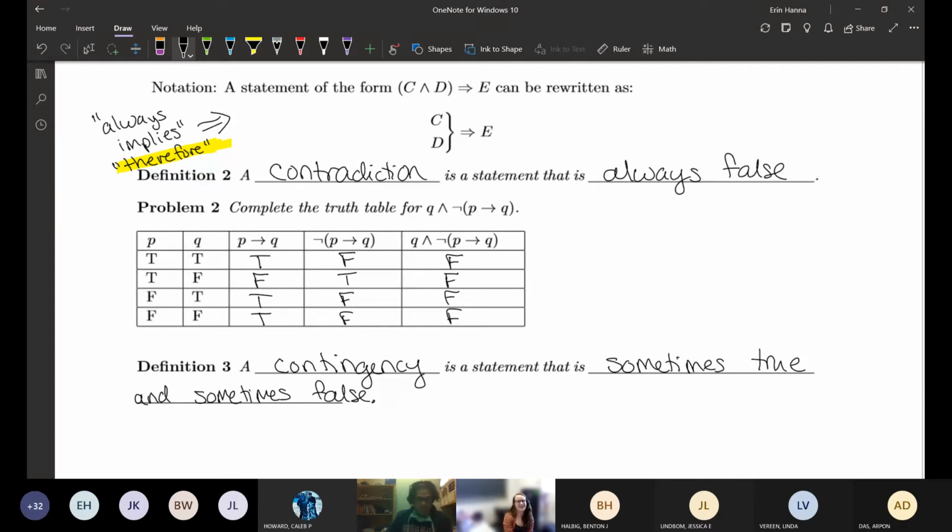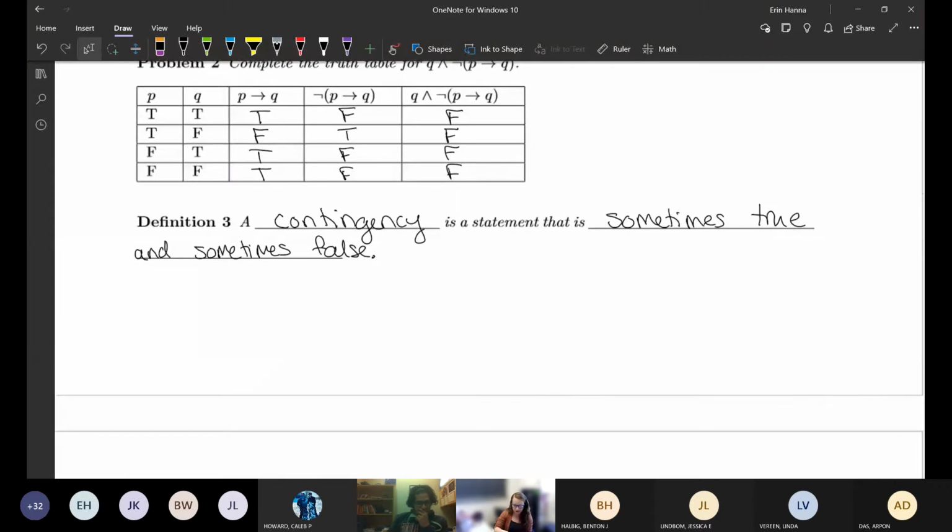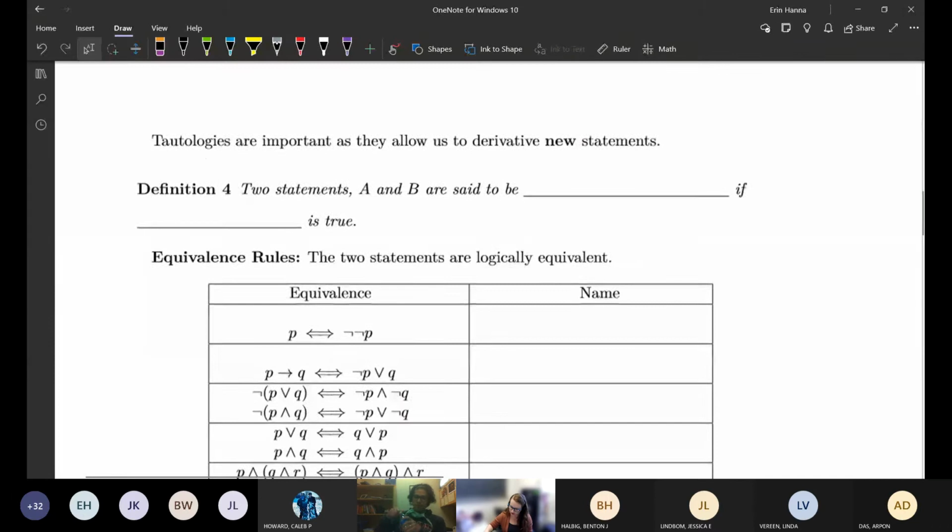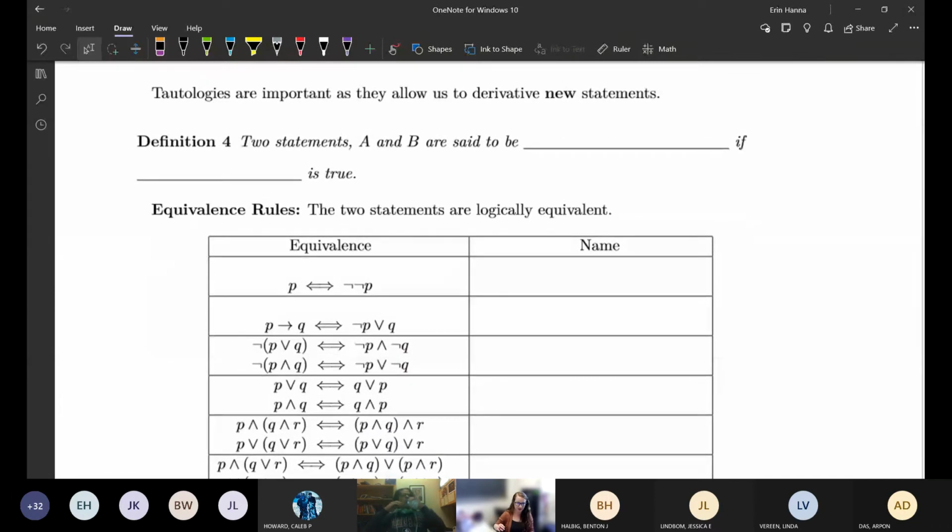All right. So we've got tautologies, contradictions, and contingencies. And I'll be honest, I don't think I've ever actually used the word contingency. I'll use tautology and contradiction, but I usually never say the word contingency. So, why do we care? Tautologies are the most important out of the three.